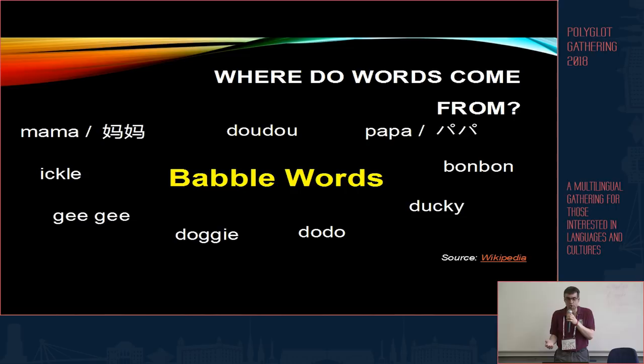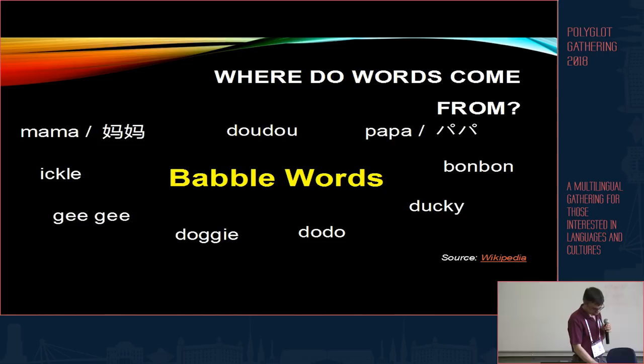And then you've got doudou and dodo in French, and doggy and gigi. And ickle is like a diminutive version of little that English-speaking babies might say. In some cases, just babies use them. In other cases, they become used in the language, like bonbon in French for sweet.